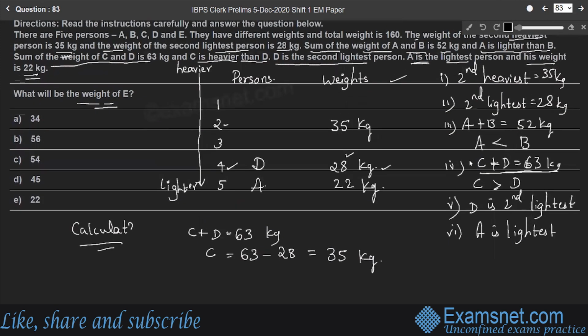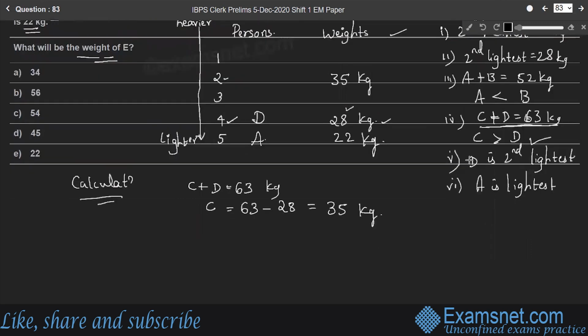Weight of C is 35 kg. And also C is greater than D. That is, C's weight is more than D, which is satisfied. Therefore, position of C has to be, so where is 35 kg? It is the second heaviest. So C's weight is 35 kg. C's place is second place, right? Second heavier person. And next, here A is less than B. So A is the lightest person. So where is the position of B here?